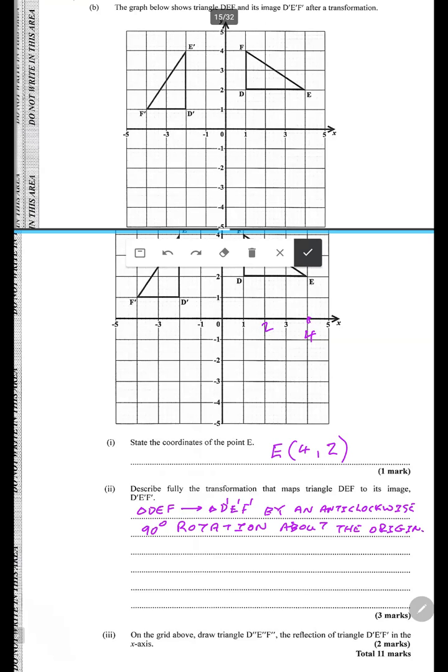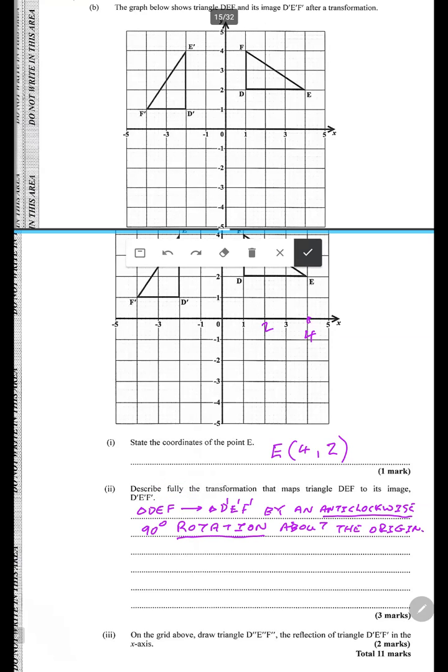Rotation about the origin, right? And you make sure all the components are up there. So it's a rotation, so I've given the name, and a rotation has 3 components. It has a direction which you have given, it has an angle which you have given, and it has a center. So you have to always make sure that your description has the name and the components. You cannot just give the name alone, because the question said fully. So you describe a transformation fully, you give the name, and you also give the components.